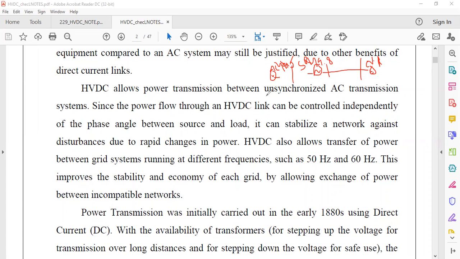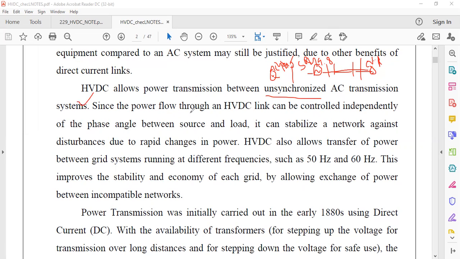So that is why, for asynchronous operation, we need to convert this AC to DC, transmit over the DC link, and then convert that DC back to AC and connect to the required northern region. We can get the required frequency by using cycloconverters or any equipment required, right? So HVDC allows power transmission between unsynchronized AC transmission systems. That is the reason, right?